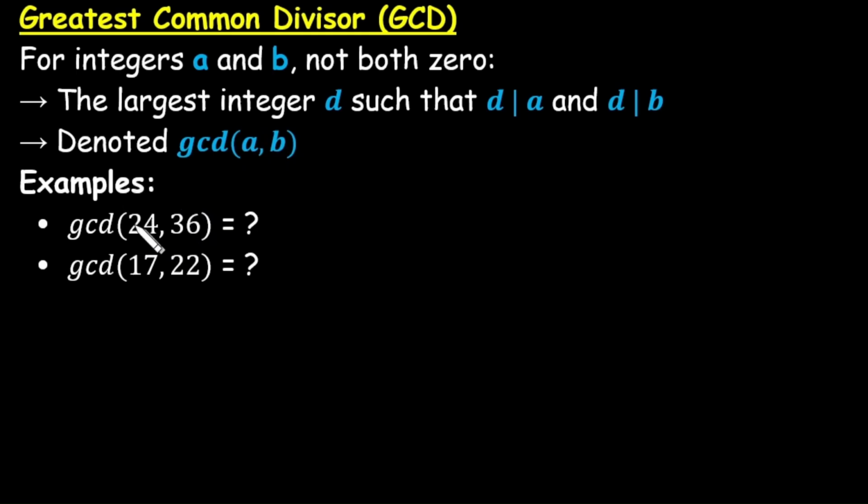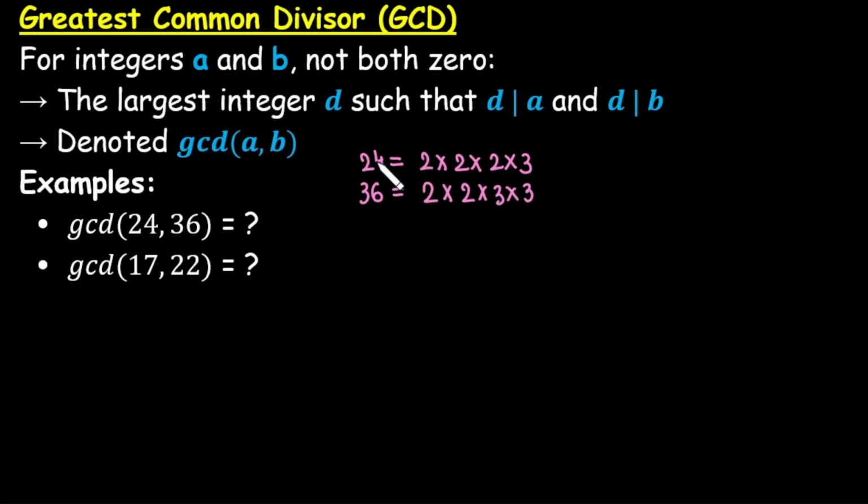Now, what is the GCD of 24 and 36? How to find this? First, we write the prime factorization of 24. 24 is separated as 2 into 12. 12 is further separated as 2 into 6. 6 is further separated as 2 into 3. Now, what about 36? What is the prime factorization of 36? That is 2 into 18. 18 is separated as 2 into 9, and 9 as 3 into 3.